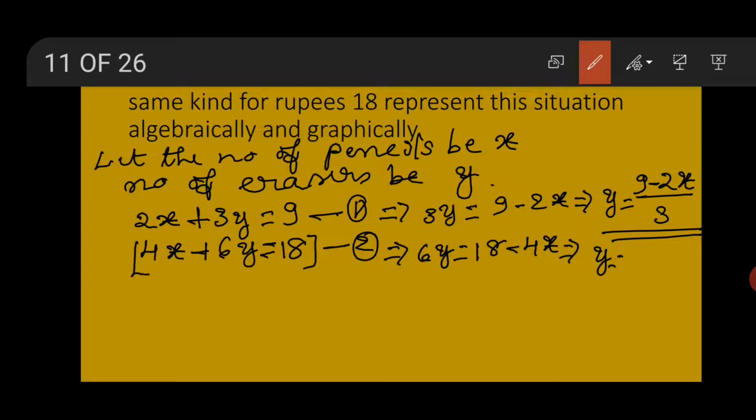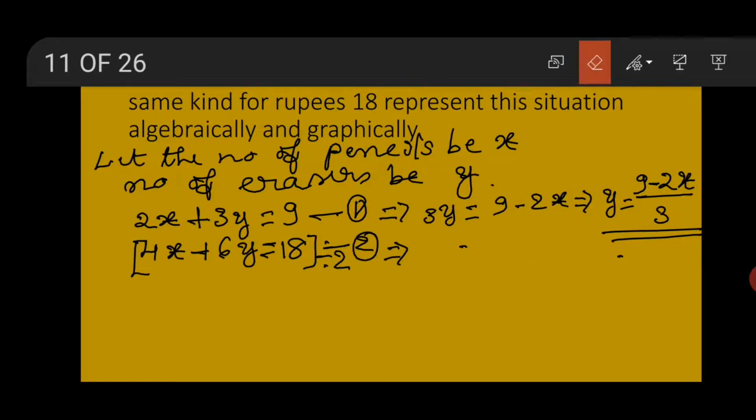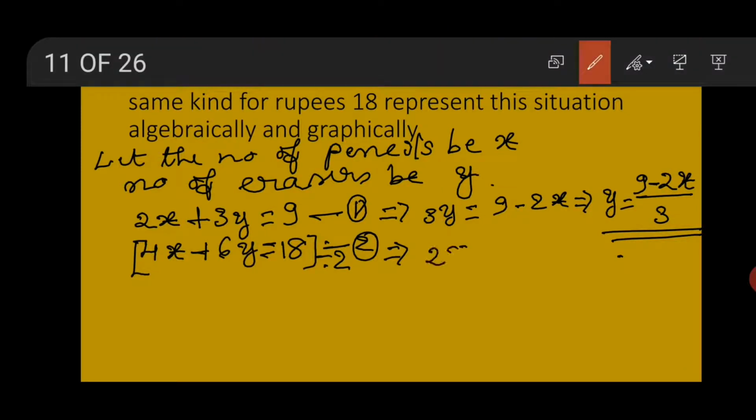See, the second equation, if you divide it by 2, it becomes 2x plus 3y is equal to 9. See, I will write this equation as 9. Equation 1 and equation 2 are one and the same, right? So these types of equations are coinciding equations. So the lines are coincident. So if you plot this, we can get coincident lines.